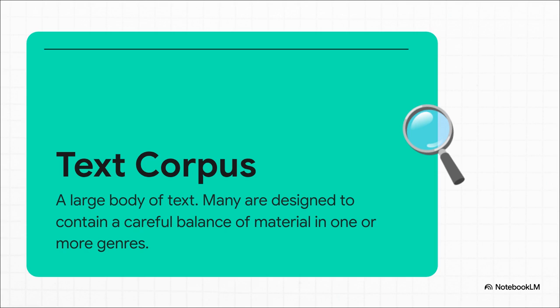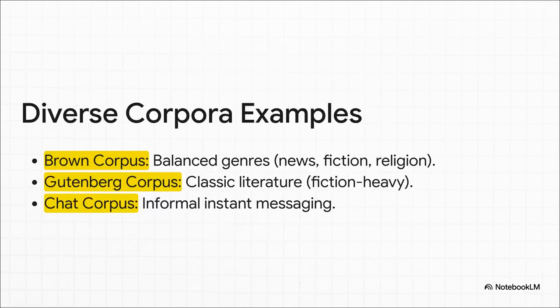Think of it less like a random pile of books and more like a carefully curated library designed for statistical analysis. This is the bedrock, the foundation, where our model is going to learn all the patterns and quirks of human language. And this is where a huge engineering decision comes in. The corpus you choose literally defines the personality of your model. You train it on something like the Brown corpus, which has a mix of genres, you get a good generalist. But if you train it on the Gutenberg corpus filled with classic literature, your model's going to sound like a 19th century novelist. And if you feed it the web and chat corpus, well, it's going to pick up on all our slang and emojis. The key takeaway here is the fuel you put in totally defines the machine you get out.